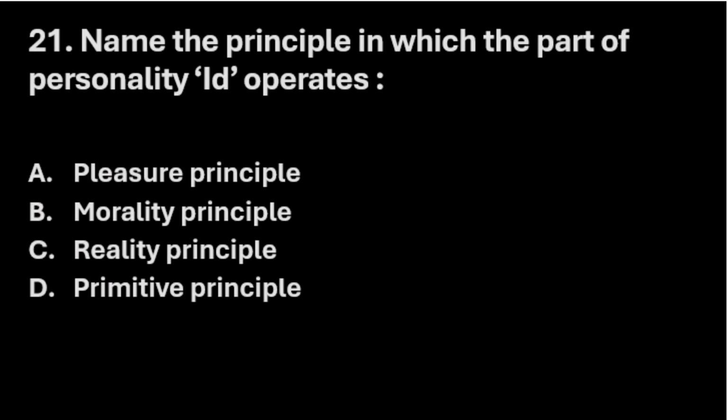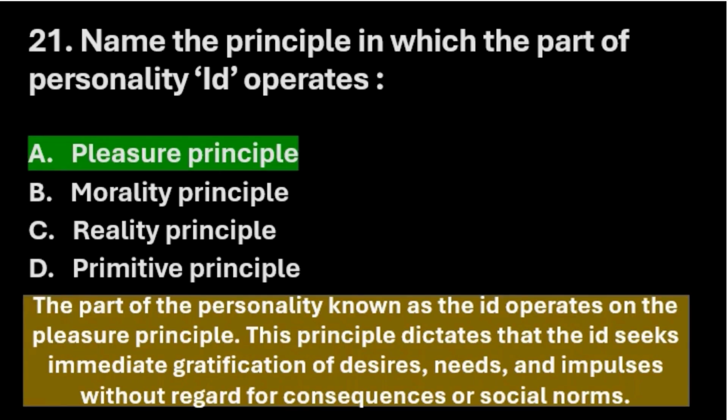Next question. Name the principle on which the part of personality, the ID, operates. Option A, pleasure principle, option B, morality principle, option C, reality principle, and option D, primitive principle. The right answer here is option A, pleasure principle. The part of the personality known as the ID operates on the pleasure principle. This principle dictates that the ID seeks immediate gratification of desires, needs, and impulses without regard for consequences or social norms.